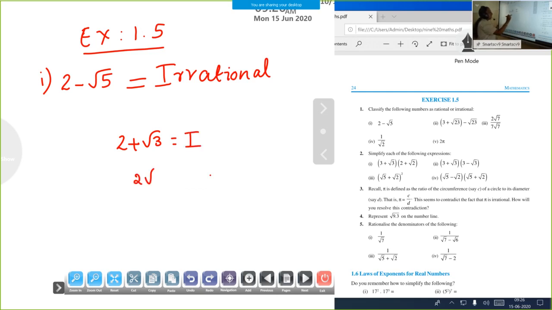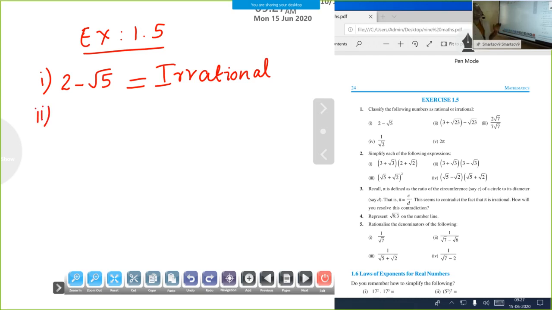Suppose your number is 2 root 3. Root 3 is irrational, so 2 root 3 is also irrational. Another example, root 3 divided by 2, is also irrational. When you add, subtract, multiply or divide any number with an irrational number, the answer is also irrational. So 2 minus root 5 is irrational.